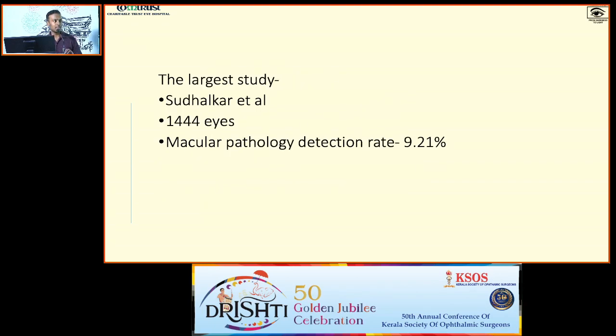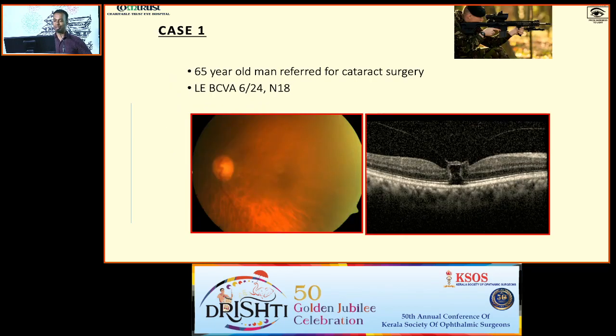The largest study analyzed in this review was from Sudalkar et al. This is from the Vasavada group in Gujarat. They studied 1,400 eyes. It's a huge number, and their macular pathology detection rate was 9%, which is quite high. These were eyes which were determined to be clinically normal by the physician, and after OCT they found subtle macular pathology. So I'll come to some cases.